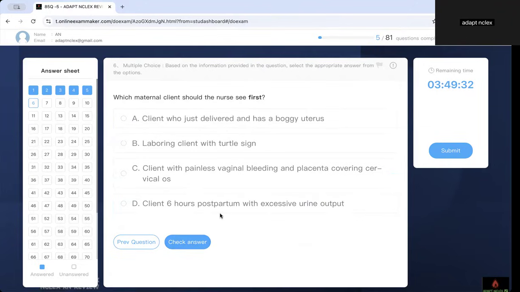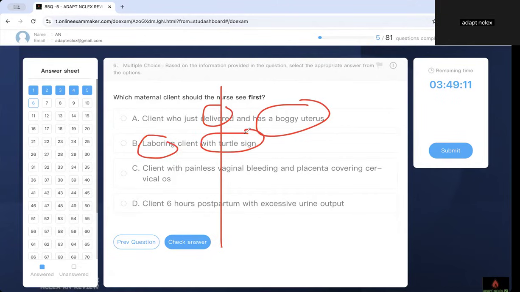Which maternal client should the nurse assess first? Prioritization 101. How do you do that? Go for the concept. Divide the options into 2 and find the difference between them. That is the concept. A client who just delivered, what is the problem? Uterus is boggy. I have a problem with that. A laboring client shows the turtle sign. I'm worried about it. Client with what? Painless vaginal bleeding with the placenta covering the cervical os.